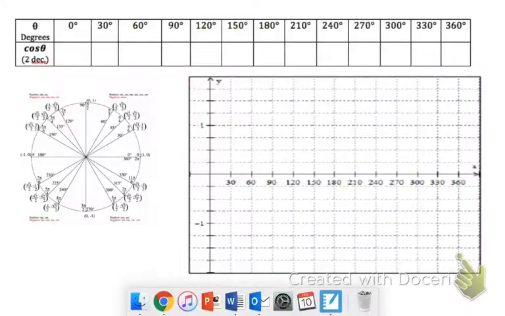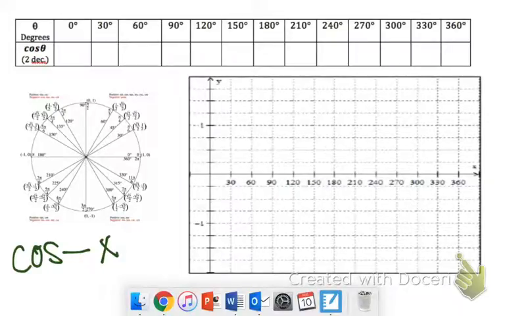So if you have your unit circle, pull it out right now so you can follow along with what I'm doing. Here, we're going to fill out this same chart that we did in class, but in class we did it with the sine of theta. This time we're going to do it with the cosine of theta. Remember, cosine is the x values. Last time we looked at the y values. This time we're going to be looking at the x values at these degree measures.